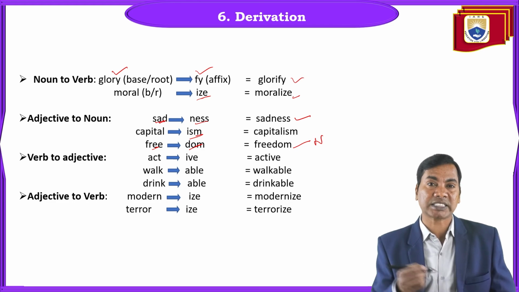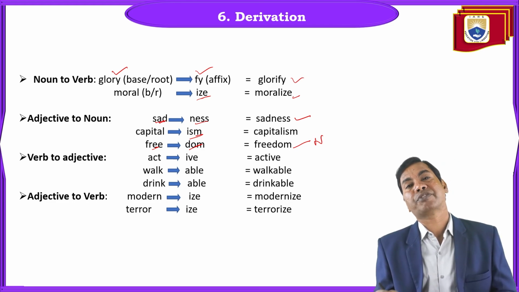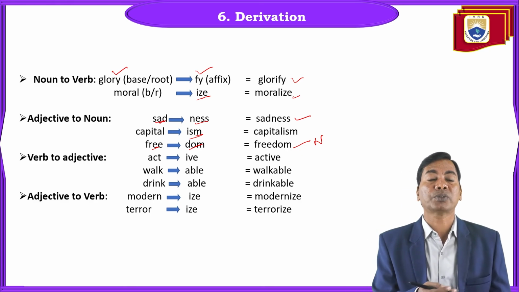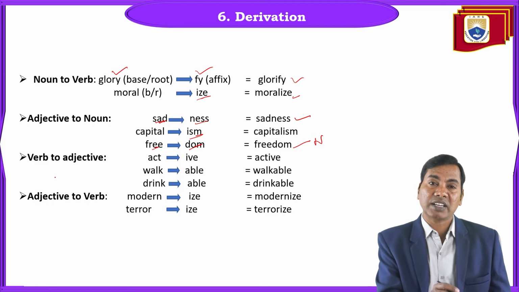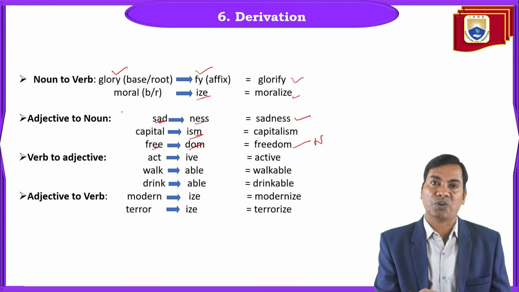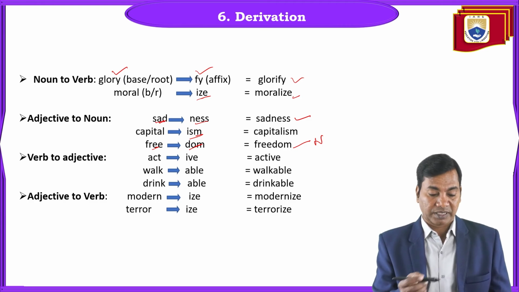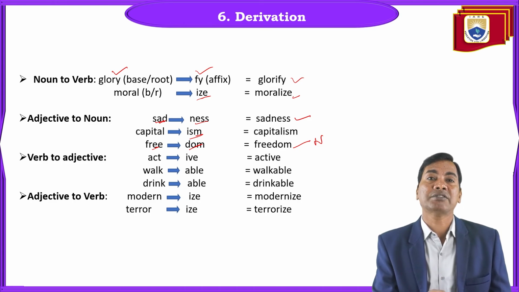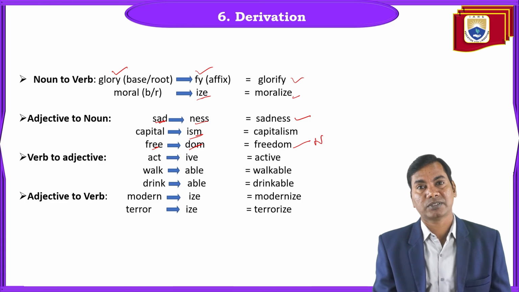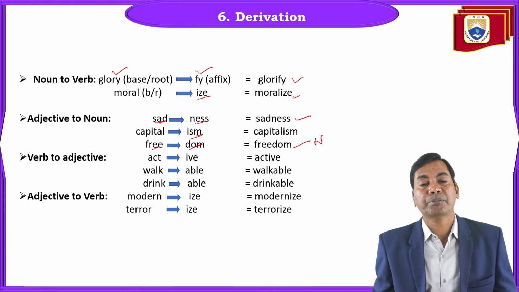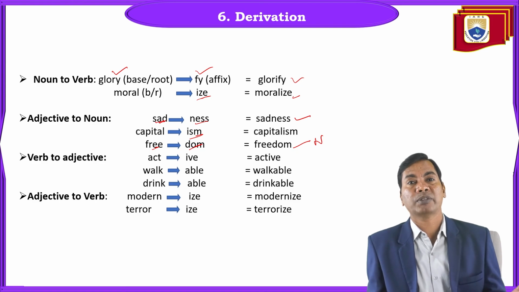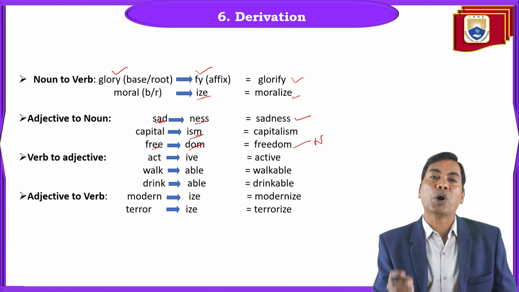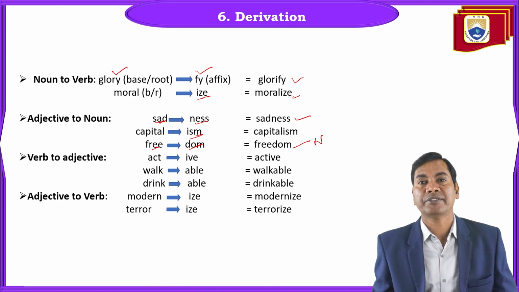Now, how to derive adjectives from verbs? I'm talking about different ways of deriving new words from the existing word. If the verb exists, then how to derive an adjective from that verb? If the noun exists, how to derive a verb from that noun? If an adverb exists, how to derive an adjective from that? If an adjective exists, how to derive an adverb from that? This is the meaning of derivation, deriving new words from the existing word. In the process of derivation, you affix a bound morpheme to the existing word to derive a new word.